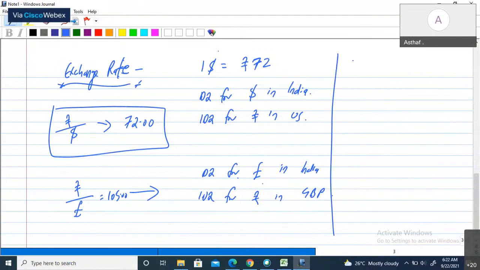Let's take another example. Here, dollar is the numerator and yen is the denominator. So we can say direct quote for yen in the US, and indirect quote for dollar in Japan. Yen is the currency of which country? Japan. So, my dear friends, you should have a basic idea of the currencies of all countries.